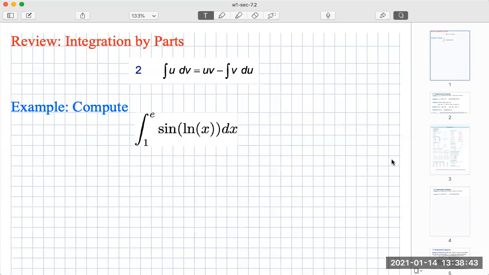Section 7.1 is about integration by parts. And the only formula we need to memorize is this one. Quite short, right? Now, suppose we need to compute this integral. What should we do from this point of view?